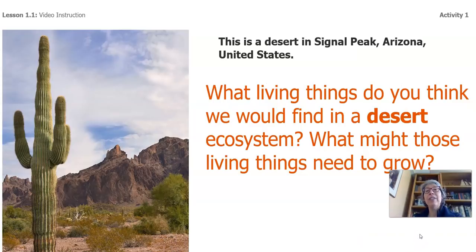Now, this is a desert in Signal Peak, Arizona. What living things do you think we would find in a desert ecosystem? And what might those living things need to grow? So do you see a pattern? I'm going to be showing you an ecosystem, and I'm going to be asking you, what might those living things in that ecosystem need to grow? All right, a few more.